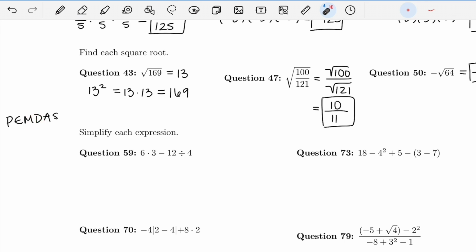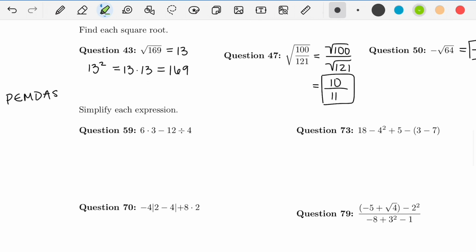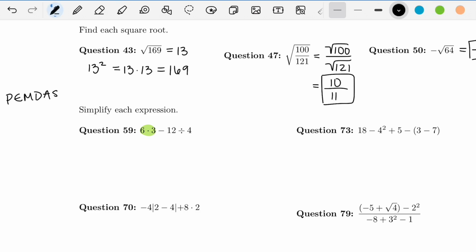So for example, we'll see in question 59 here, we have a multiplication and a division here, and we'll do it in the order that it occurs from left to right. So we'll do this multiplication first. And similarly for addition and subtraction, whichever comes first from left to right. All right. So for question 59 here, like I said, doing PEMDAS, we don't have any parentheses or exponents, so we're good there. The next thing is multiplication and division, whichever comes first. The first thing that we see is this multiplication here, the 6 times 3. So we'll do that first.